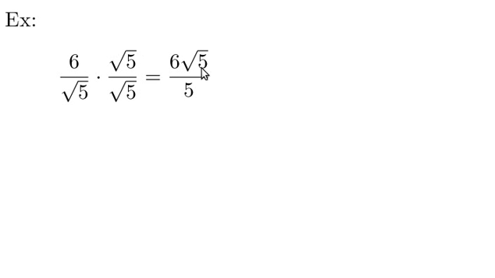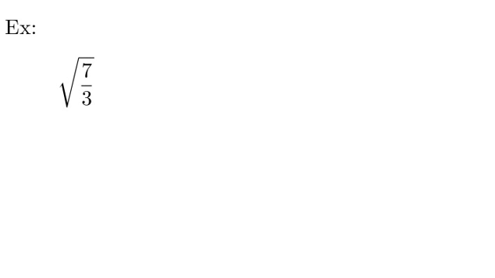We still have a radical, but it's on top. It's no longer on the bottom. The main point is to get rid of the radical on the bottom. Okay, so now let's go on to a pretty similar example. Say we have the square root of 7 over 3. So let's scroll down here. Square root of 7 over 3.